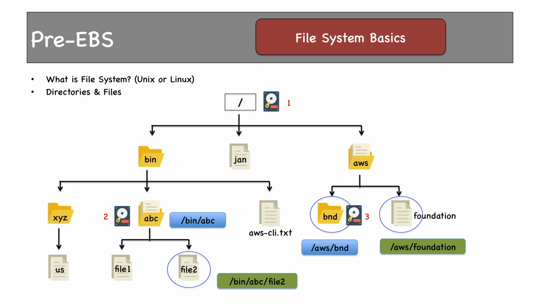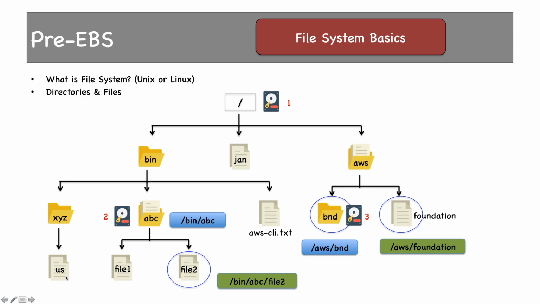Similarly, we can attach disk number 3 to the /AWS/BND file system. Now if you see here, file 1 and file 2, which are under ABC, will be stored in disk number 2. Whatever file or data you put under the BND subdirectory will be stored in hard disk number 3. What about the other ones? We have another subdirectory under bin. We have some files also.